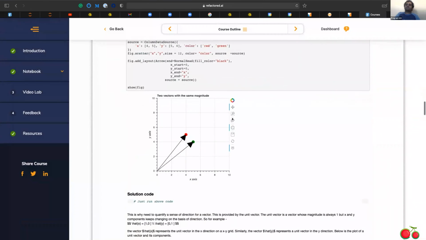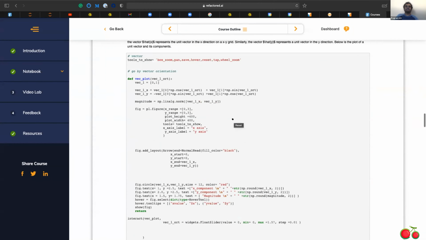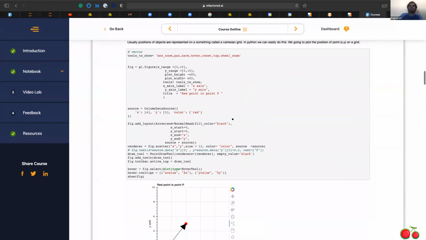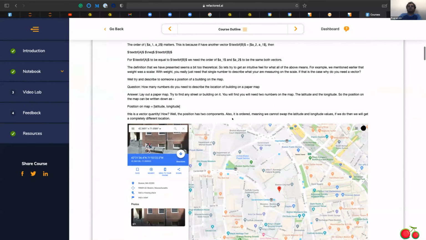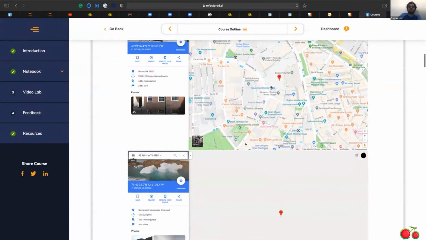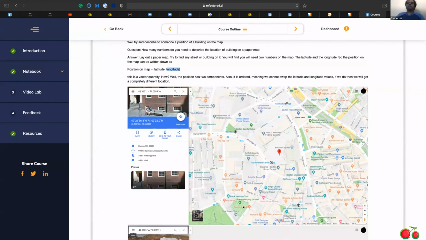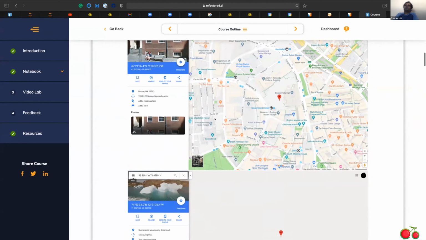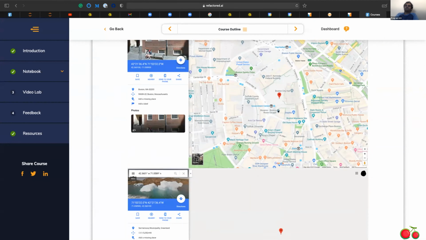Okay. So the first part of this notebook essentially just deals with the idea of a vector. When you look at latitude and longitude, a position on a map, that's essentially also a vector, right? Latitude and longitude is a little more complicated because it's not on a plane surface, it's on a sphere. So the grid itself is on a 2D surface.